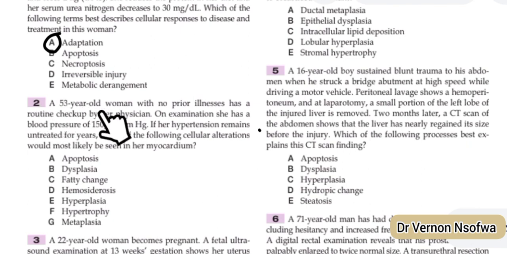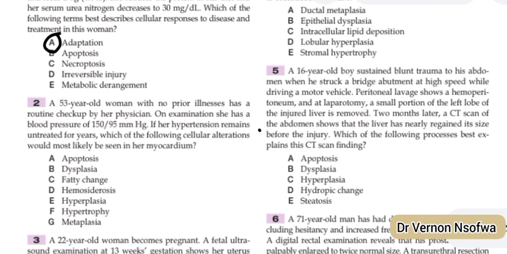A 53-year-old woman with no prior illness has a routine checkup by a physician. On examination, she has a blood pressure of 150/95 millimeters of mercury. If the hypertension remains untreated for years, which of the following cellular alterations would most likely be seen in the myocardium? First of all, we need to understand something about blood pressure.